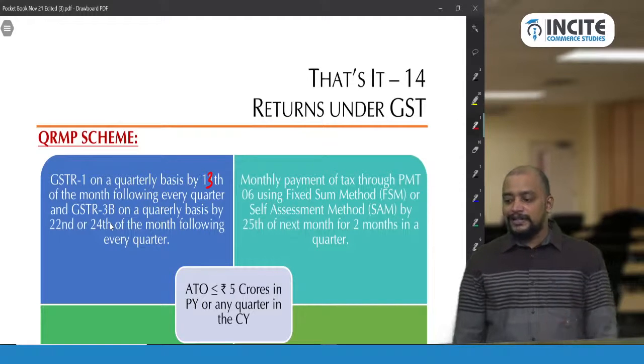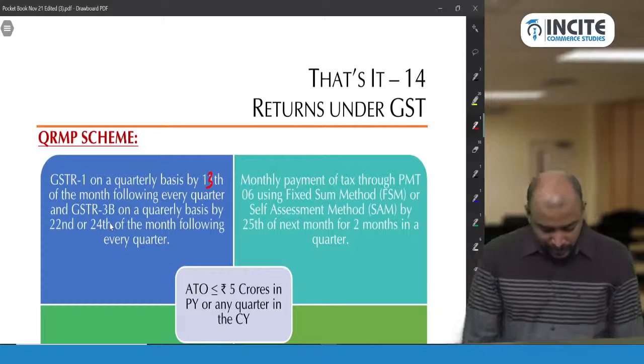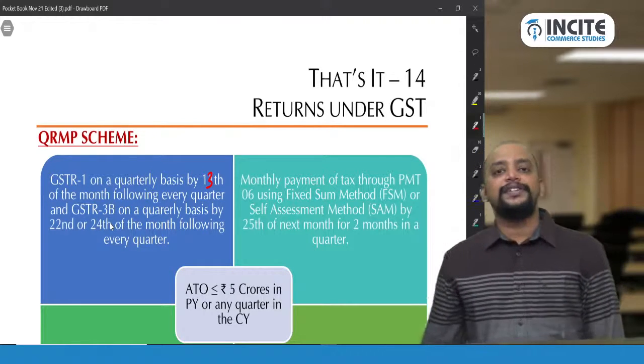And this 1% to be checked every month, sir, for 86B applicability? Yes, so we need to check for every month for 86B applicability.